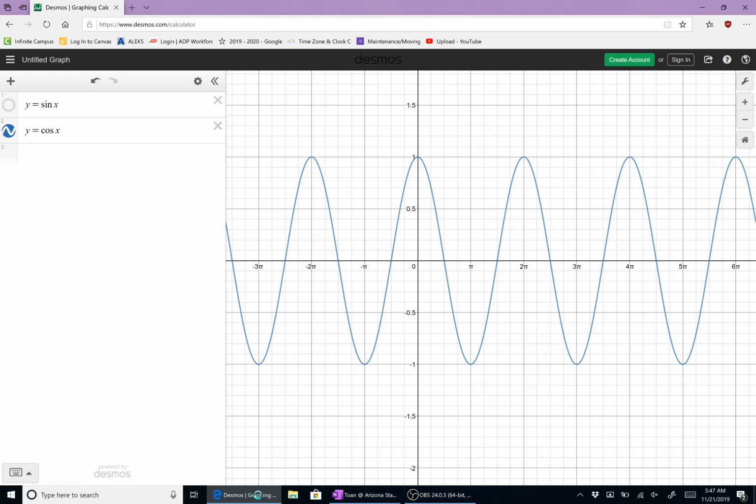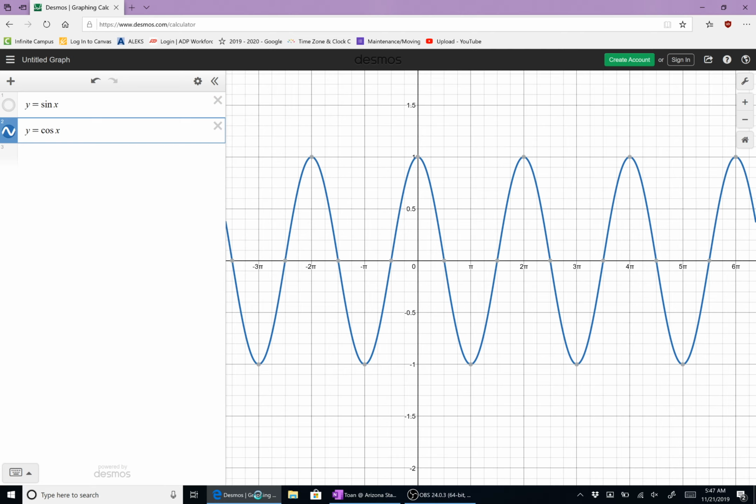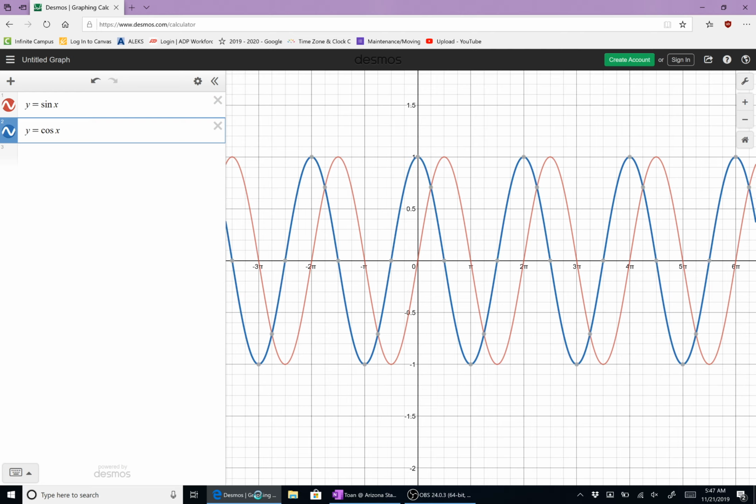Notice how both the sine and cosine function look similar. Right now I'm showing the cosine function, but here's the sine function. Here's the cosine function. Here's the sine function again. They basically have the same shape. Let's put both graphs on at the same time. You can see that with the exception of one being slightly shifted or off center, they're basically the same function.